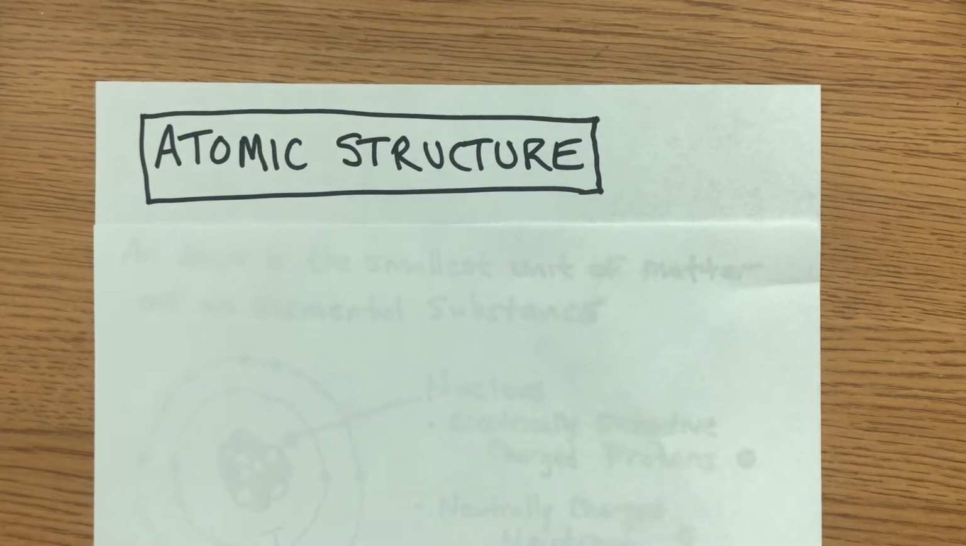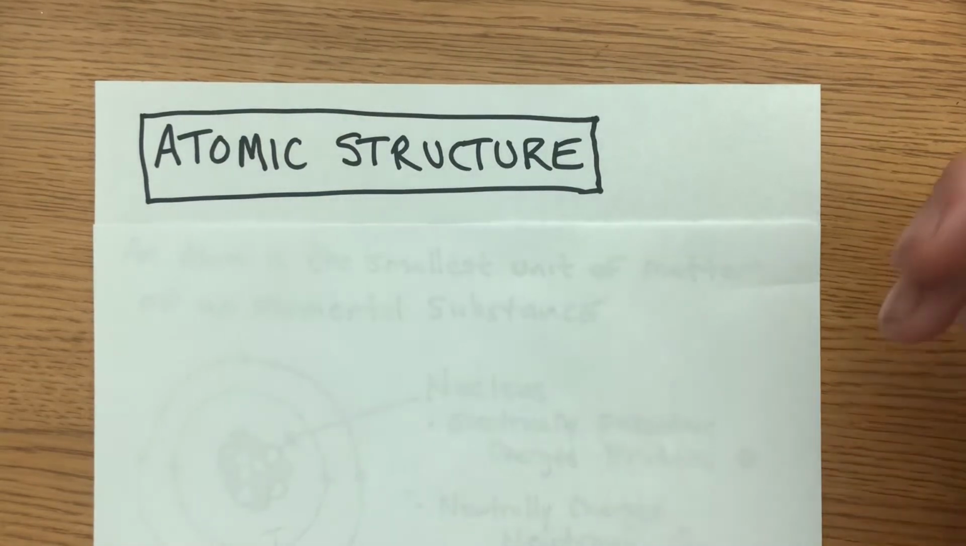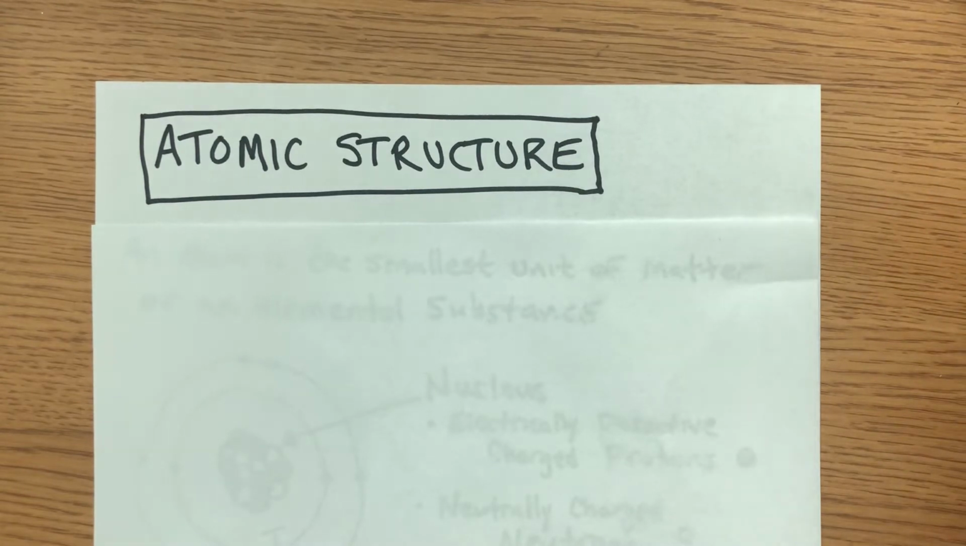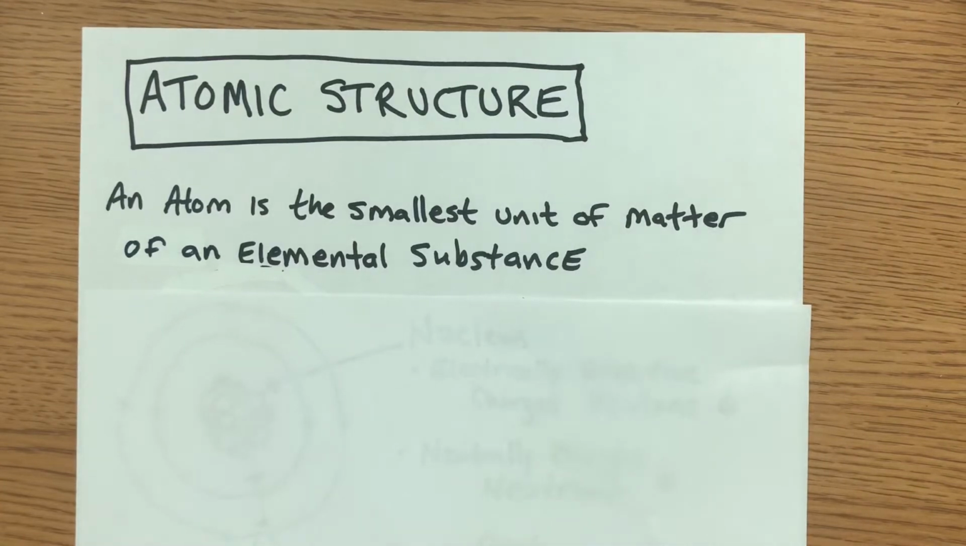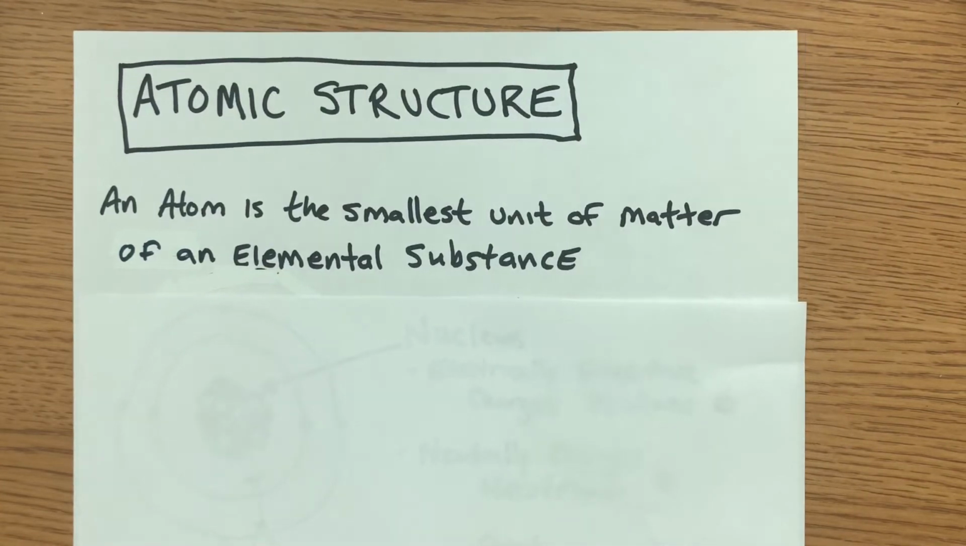All right, this is a video on atomic structure, and atoms are what we study a lot in chemistry class, so we got to know a lot about the structure of an atom. First of all, an atom is just the smallest unit of matter of an elemental substance, okay?